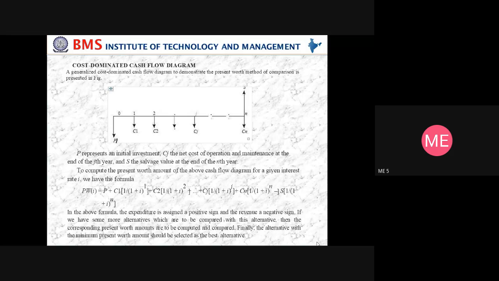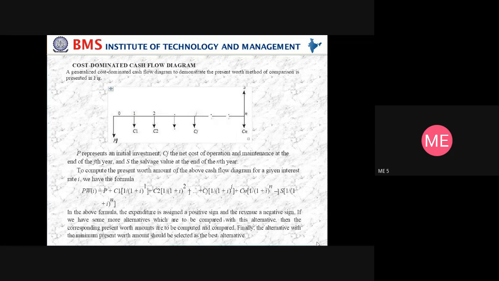In this cost dominated cash flow diagram, if you look at it, the initial investment P is also a cost, and C1 is some of the costs, for example, operating costs or maintenance costs, service cost, whatever it is. All the costs are mentioned here. And also at the end of the nth year, we have a salvage value. The salvage value here is a cash inflow.